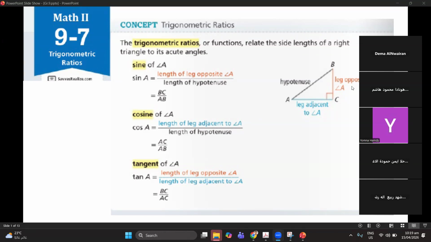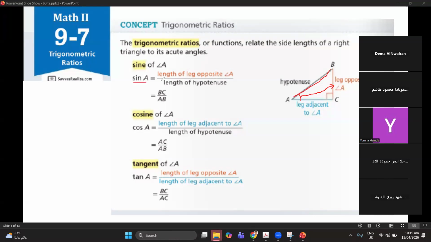The sine is the opposite over hypotenuse. What do I mean? Which side is the opposite and which side is the adjacent? How do I know that? It depends on the angle. As an example, if I need to find the sine of angle A here. So, here is angle A. Now, the opposite side for angle A is BC, and the hypotenuse is AB. So the sine of A is going to be written as BC over AB.